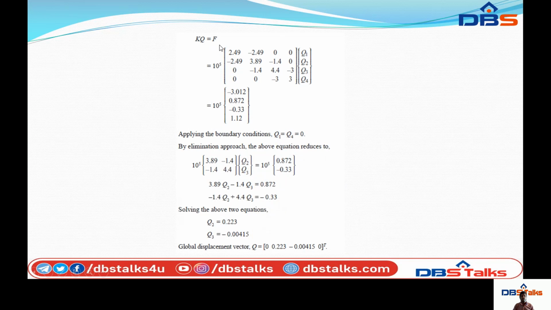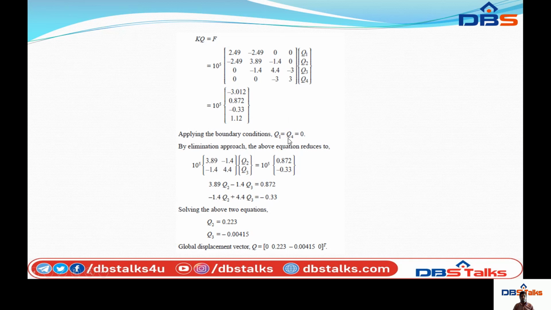Next, the generalized FEM equation, KQ equal to F. After then, writing of the stiffness matrix with unknown nodal displacements Q1, Q2, Q3, Q4. Then applying boundary conditions. Here I'm taking Q1 equal to Q4 equal to 0. Why? Because those are the support reactions; reactions are obtained at node 1 and node 4. Those are fixed supports. So I'm taking the boundary conditions Q1, Q4.